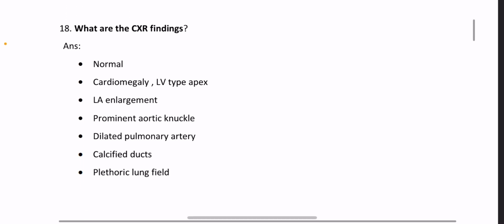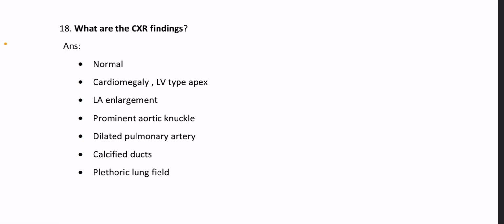What are the X-ray findings in PDA? The X-ray findings may be normal, cardiomegaly, LV type apex, LA enlargement, prominent aortic knuckle, dilated pulmonary artery, calcified ductus, plethoric lung field.